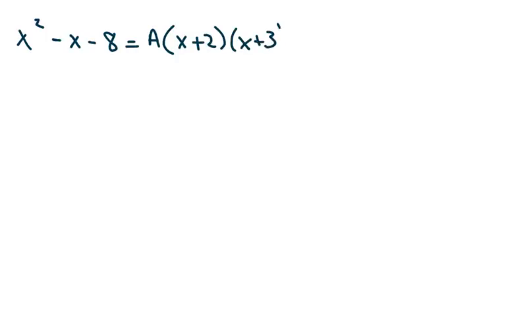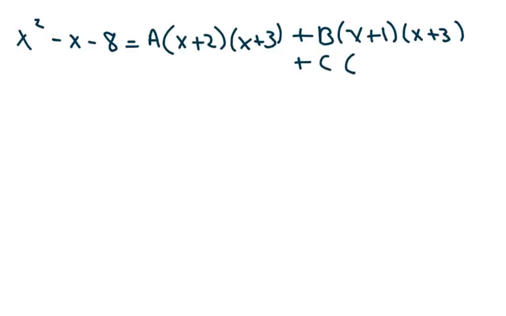Let's do this. We're going to have x squared minus x minus 8 equals, I'm going to go ahead and keep it separate for now, x plus 2 times x plus 3 plus b times x plus 1 times x plus 3 plus c times x plus 1 and x plus 2.